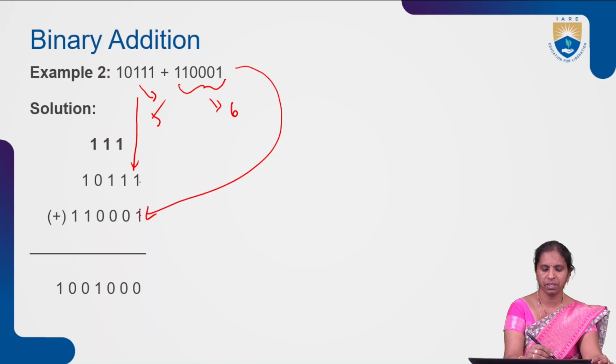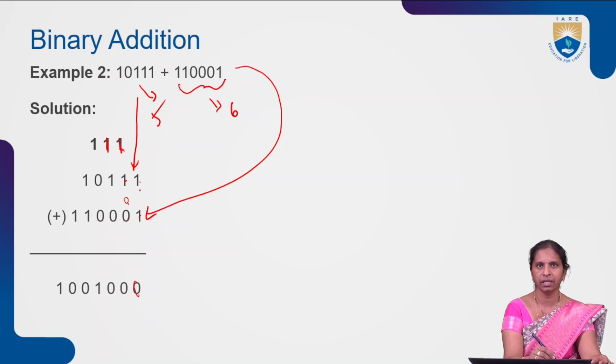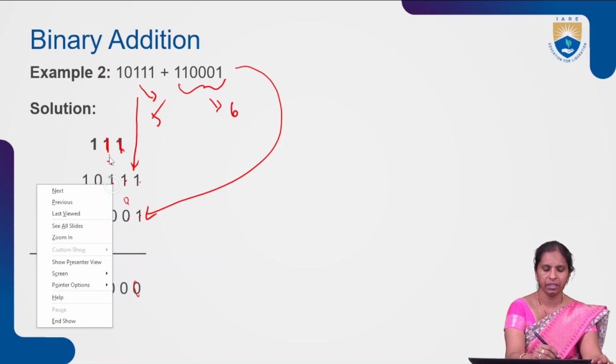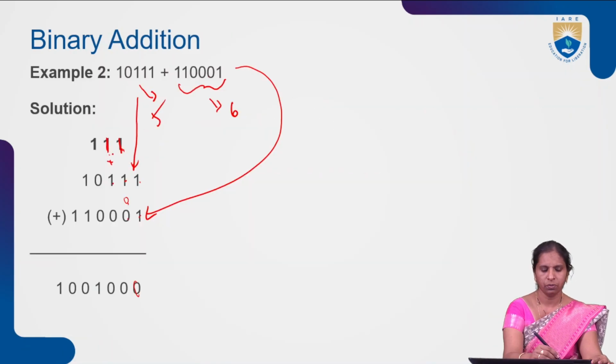What is 1 plus 1? It equals 0, and the carry is 1. Then 1 plus 1 equals 0 and the carry is 1. Then 0 plus 0 equals 0 and here I got carry equal to 1. Then 1 plus 1 equals 0 and the carry is 1. And 0 plus 0 equals 0. So you got here 1 plus 1 plus 0.